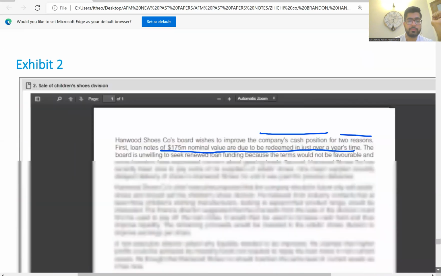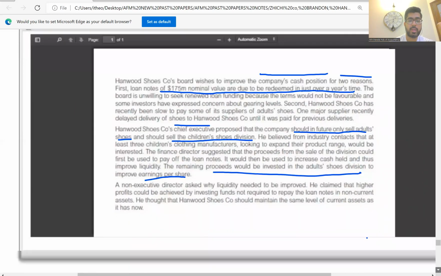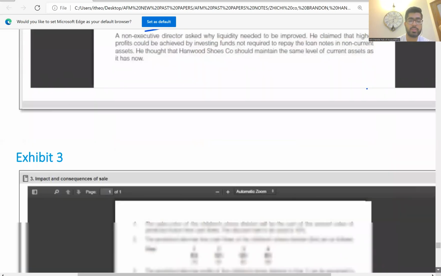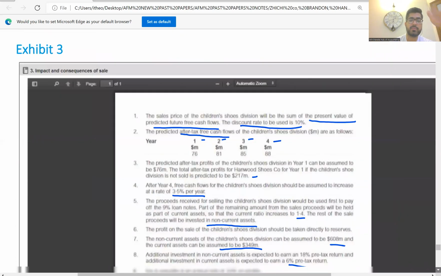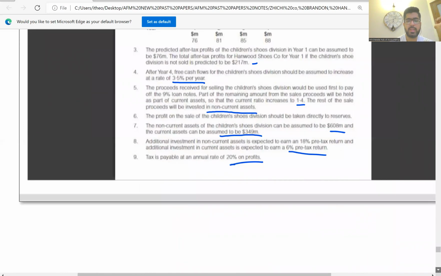Exhibit 2, that we want to improve liquidity because a 175 million loan redemption is there. And suppliers are also asking for money. The CEO is saying to sell the children's shoes division and only focus on adult shoes. The proceeds shall be used to pay off the non-current liabilities and the remaining can be used to increase cash. And the NED says why you need to do this. Then the sale price will be from a present value of future free cash flows. The future free cash flows you don't need to calculate, it's given, and other things. And the balance sheet is given.